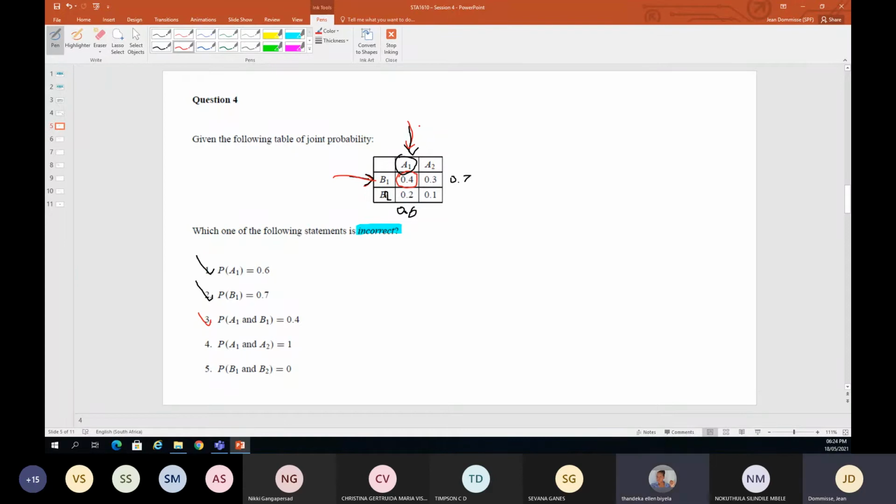I think you're supposed to add 0.4 with 0.2 and get that 0.6 from A1, and then you do A2, which is 0.3 plus 0.1, and you get 0.4, and then you add it together. I think you're supposed to get 1.